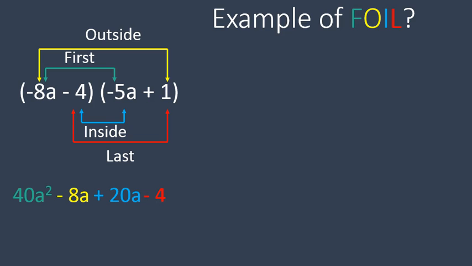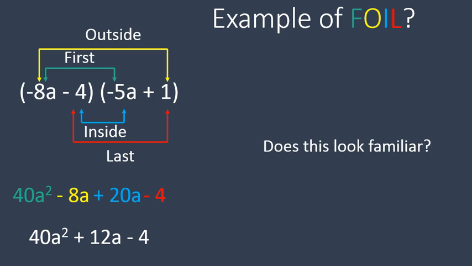So now we will look at our polynomial we have down there. We've got negative 8a and positive 20a. You see the yellow and the blue. Those are like terms, so we can join them together. 20 minus 8 is 12. So we have 40a squared plus 12a minus 4.